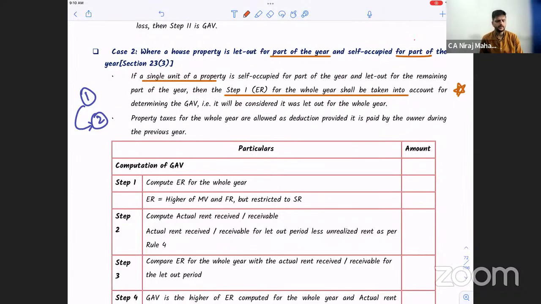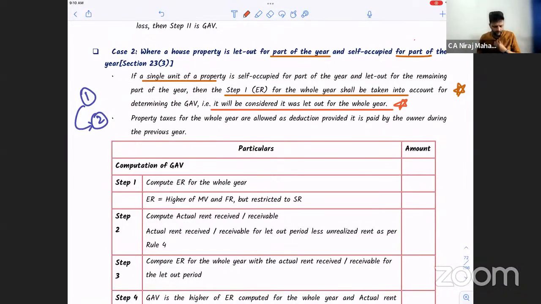Then step 1, ER. Expected rent will be taken into account for the entire year for determining GAV. This is very important. It will be considered that it was let out, assume that it was let out for the entire year. For step number 1, expected rent. Step number 2 will be very, very low, actual rent. Tell me, understood or no? Okay, we'll go ahead, everybody.